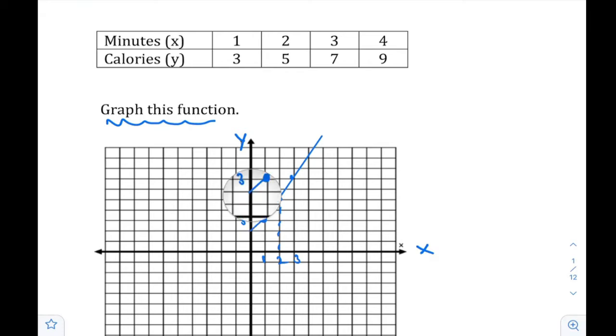here because number of calories will not be negative, number of minutes will not be negative. So I'll stop here. I will not use this part nor this part. We will use the first quadrant only.